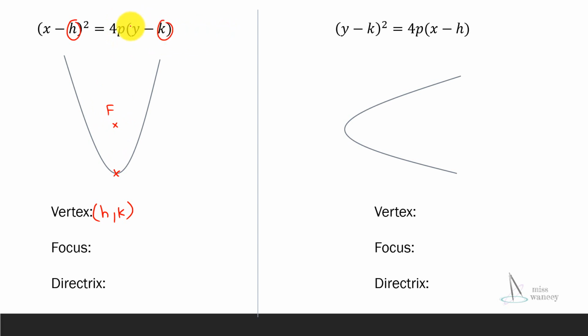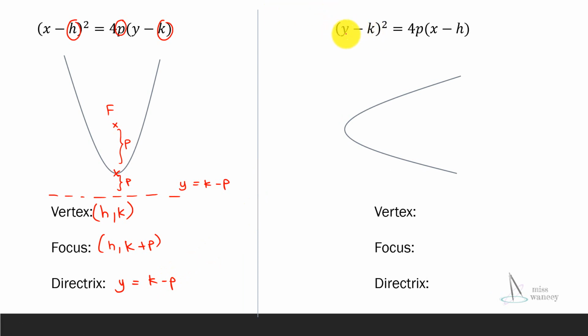So that is your focus. We're gonna calculate the focus using this p value here, because the distance from the vertex to the focus should be p. So since this is y, I should add p to the y. So the focus will be (h, k plus p). For the directrix line, again this distance should be p. So this is the kind of line that we will have. Now this is y, so that means y must be equal to k minus p. So that is your directrix line, y equals k minus p.